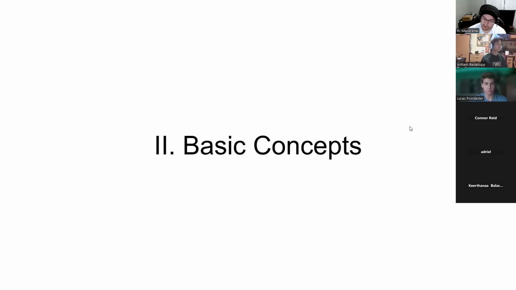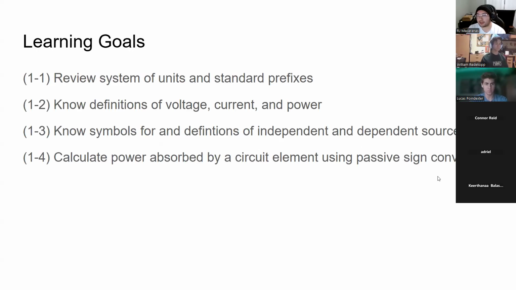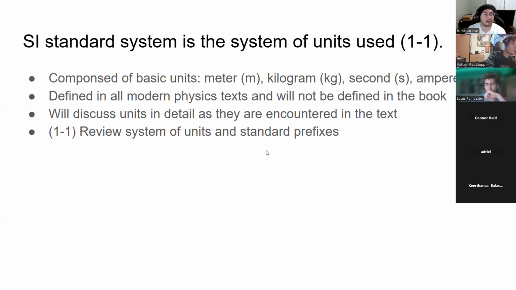So, basic concepts. This is chapter 1 of the book. Not much technical information, but here are the learning goals: going over the system of units and standard prefixes, defining voltage, current, and power, looking at independent and dependent sources, and then calculating power of circuit elements using the passive sign convention. That's important. I think it's a very overlooked concept and people misunderstand it a lot, so we'll make sure to hammer on that part.